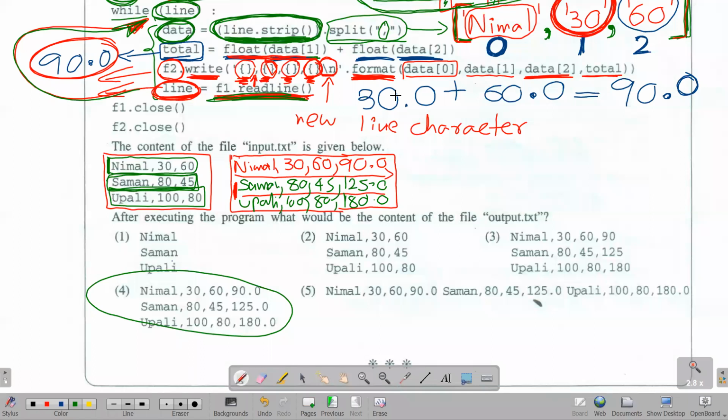Now, people, extra question. If this code does not contain this \n, what's going to be your output? What's the answer from all these 5 things? What's the answer? Yes, Ravindra, that's correct. If the \n is absent, the answer is going to be the 5th one.